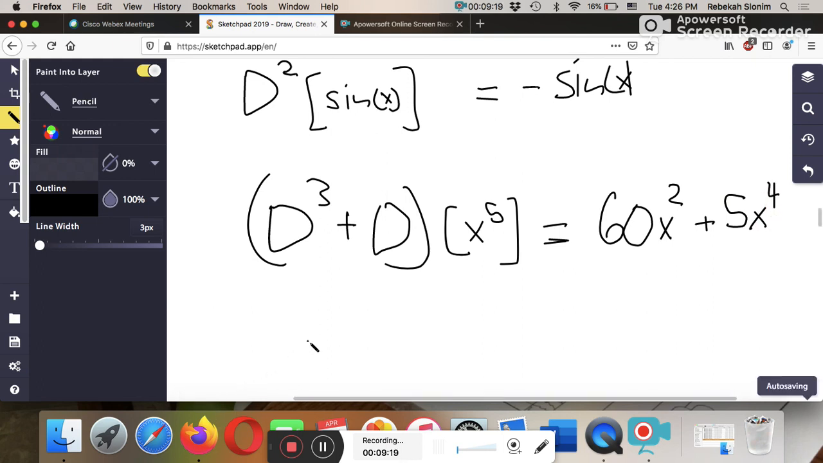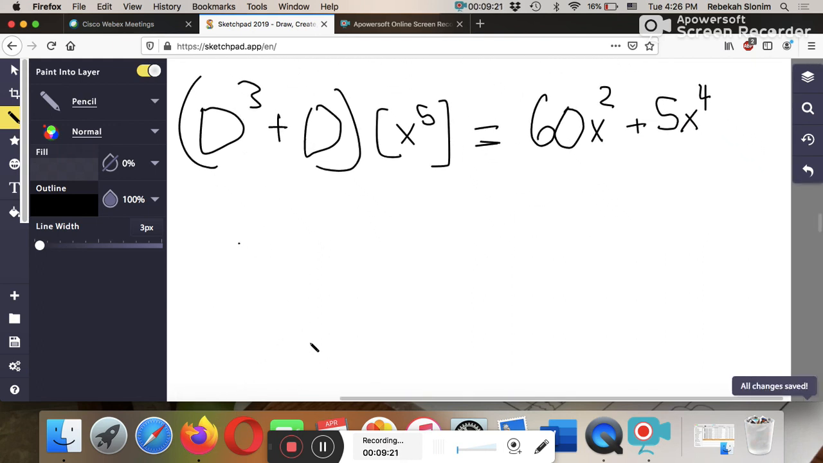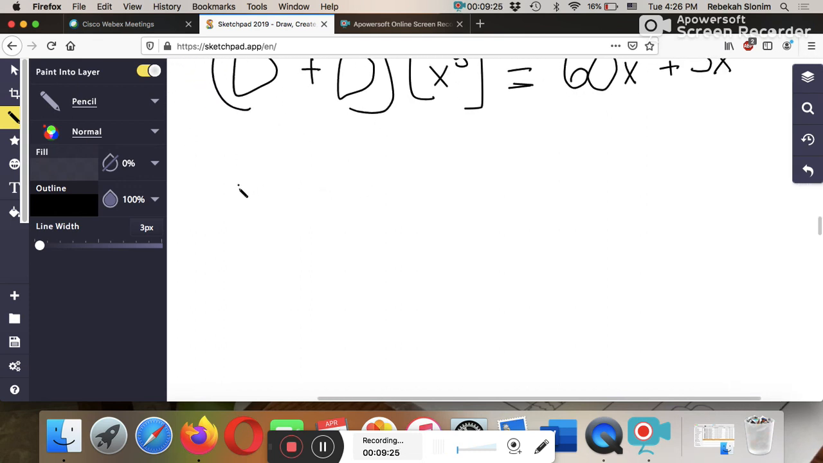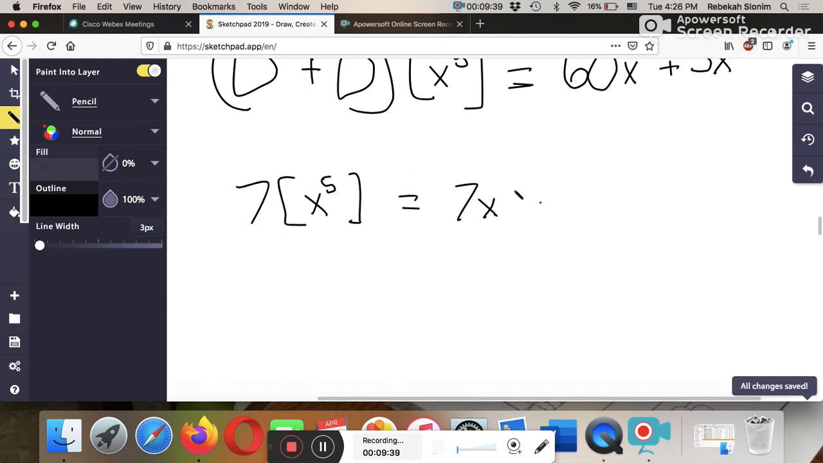All right. Let me do a couple. Oh, here's another one. What is 7? Let's say I just have 7 as my operator times x to the 5th. That's just going to be 7x to the 5th. So if my operator just looks like a constant here, that just means I multiply by a constant. So kind of exactly what you'd think.